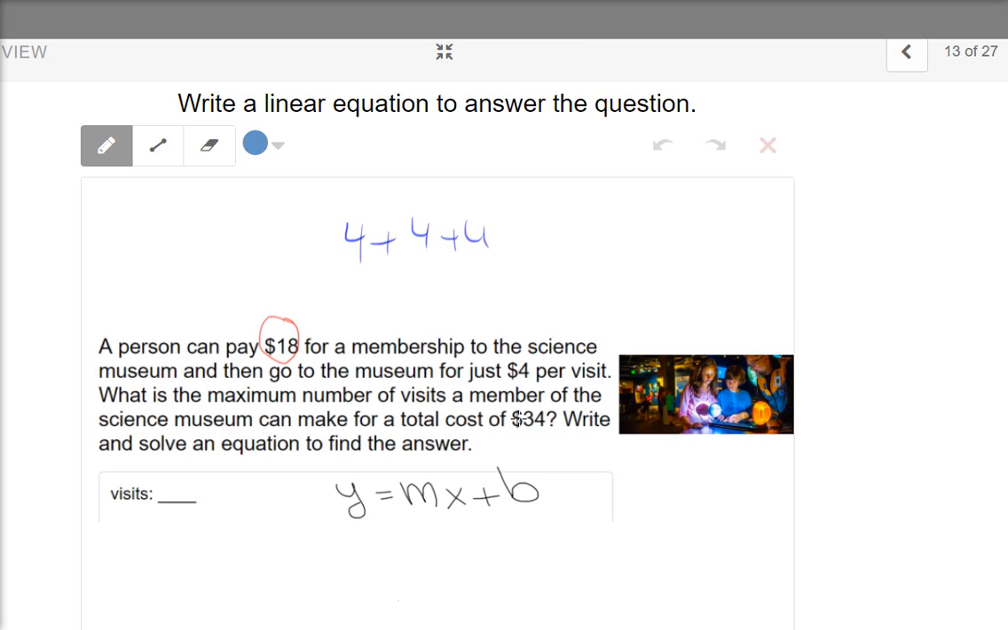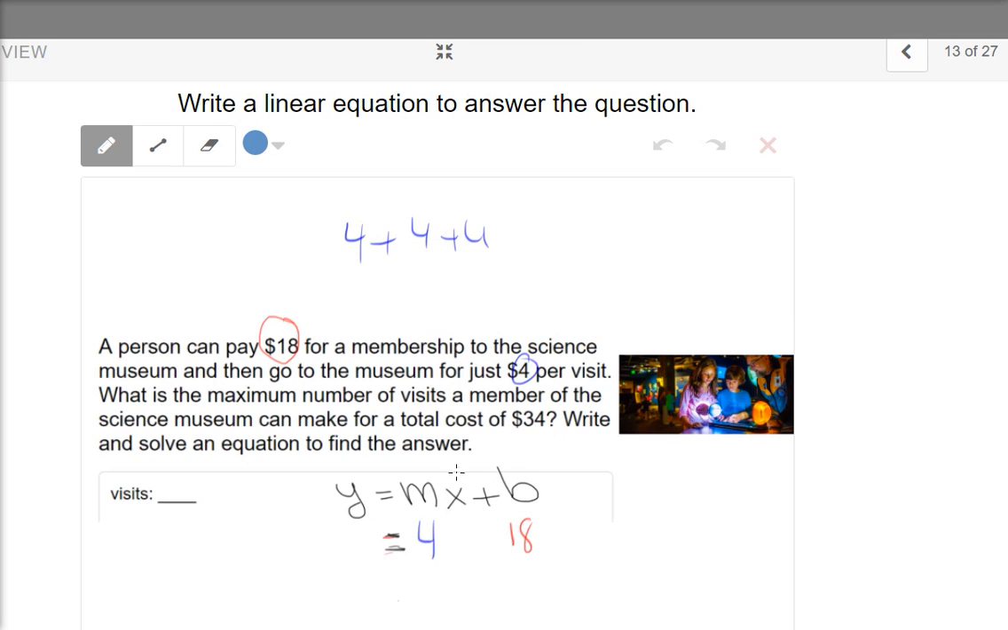You pay $18 to join a membership, so your equation is going to be 18. That's your initial value. The rate of change is 4 plus 4 plus 4. So every time you visit the museum, you pay $4. All right, and I'm going to put that in blue, 4.